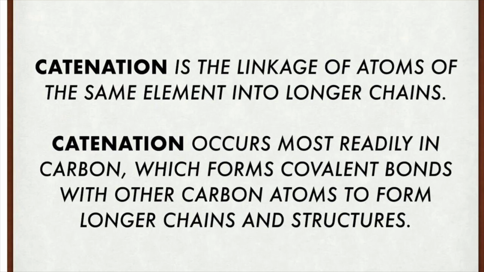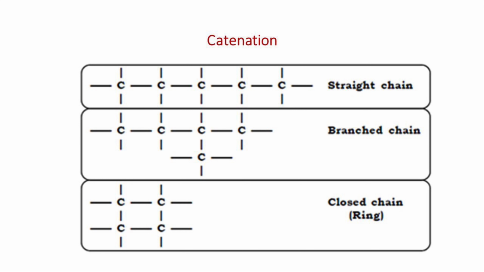The next general characteristic is catenation. Catenation is the linkage of atoms of the same element into longer chains. Catenation occurs most readily in carbon, which forms covalent bonds with other carbon atoms to form longer chains and structures. Carbon has very great capability for catenation. That is why carbon is able to form an immense array of organic compounds.